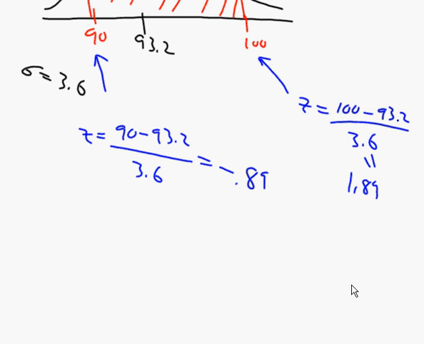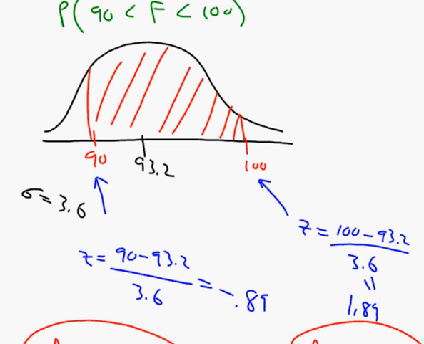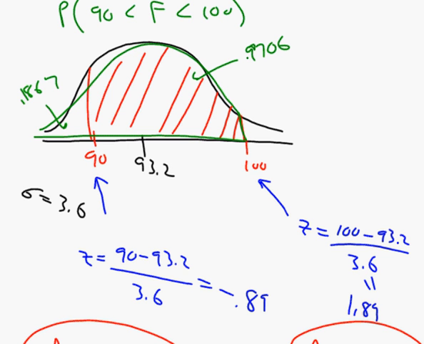So now we can go to a z-chart and look up those values. And remember, when you look up on the z-chart, it gives you the area to the left. The area associated with the z-score of negative 0.89 is 0.1867, and the area associated with the z-score of positive 1.89 is 0.9706. So remember, this gives us the following two areas. We know this area over here is 0.1867, and all the area to the left is this other number, 0.9706. If I subtract those two areas, I get the desired red area in the middle, which gives an answer to this probability of 0.7839.